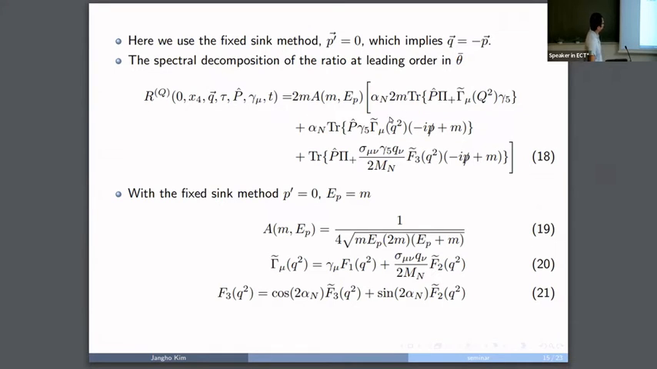So A is this, and here gamma tilde mu. It has F1 tilde and F2 tilde, and there is also F3 tilde. From F3 tilde and F2 tilde, we combine it with the nucleon mixing angle alpha n, then we can compute F3.